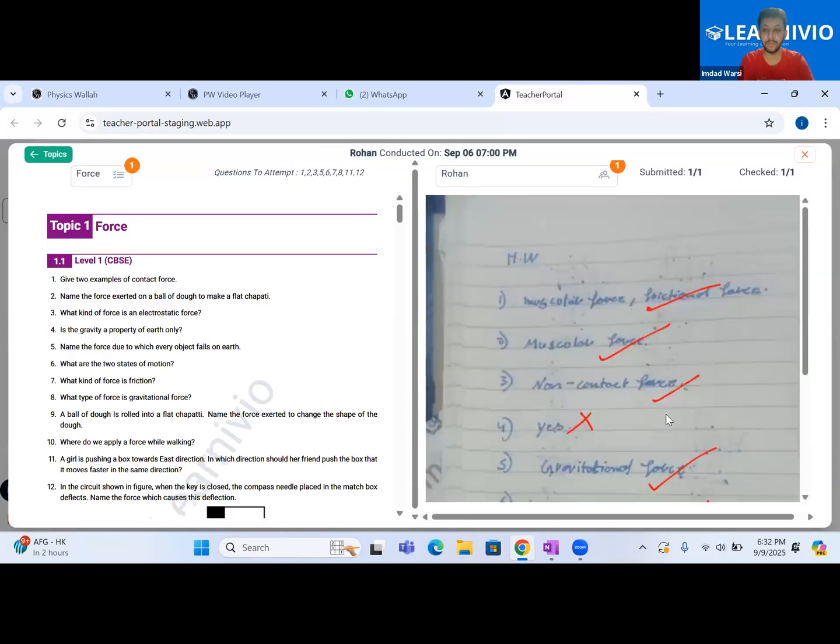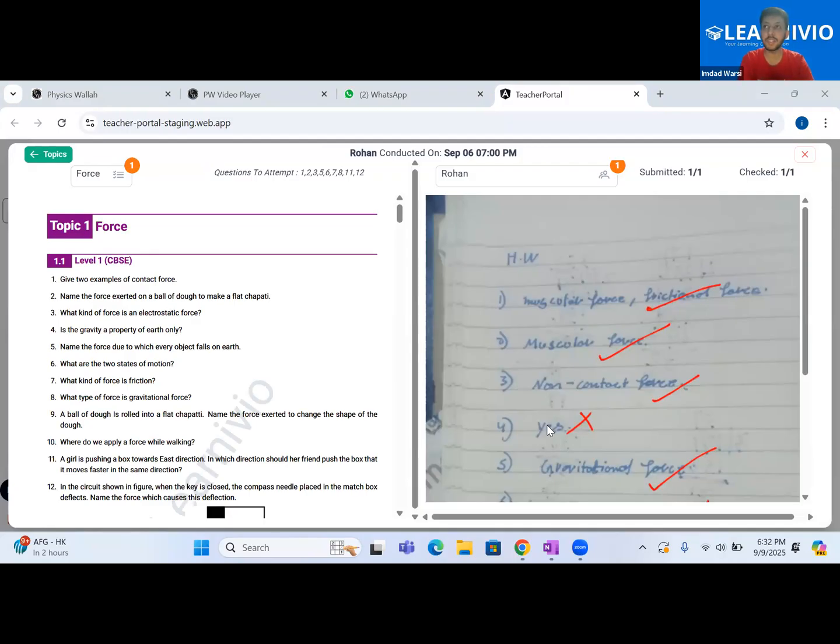So now you see, I gave you question number 1, 2, 3. I didn't give you 4. And what was the fourth question? Is gravity a property of Earth only? And you gave the answer yes. The answer would be no. Gravity is not a property of Earth only.